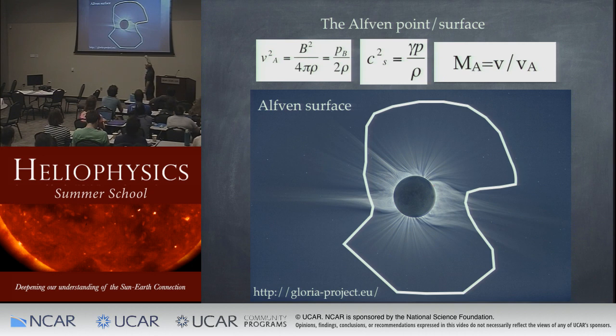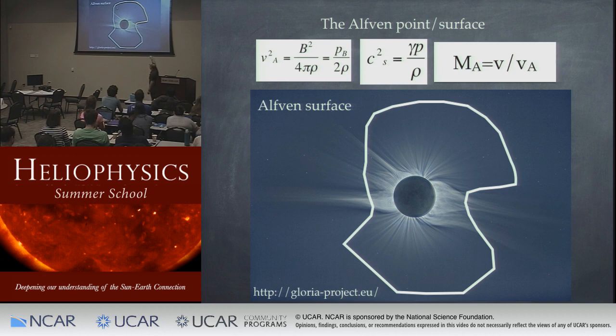The Alfvén speed is defined as B squared over 4 pi rho in CGS units. It's pretty much the magnetic pressure divided by the density. And just to have an analogy for those of you who are familiar with fluid mechanics, it's the magnetohydrodynamic analogy for the sound speed, which is the thermal pressure divided by the density. Okay? And this is the speed at which information can propagate along magnetic fields.